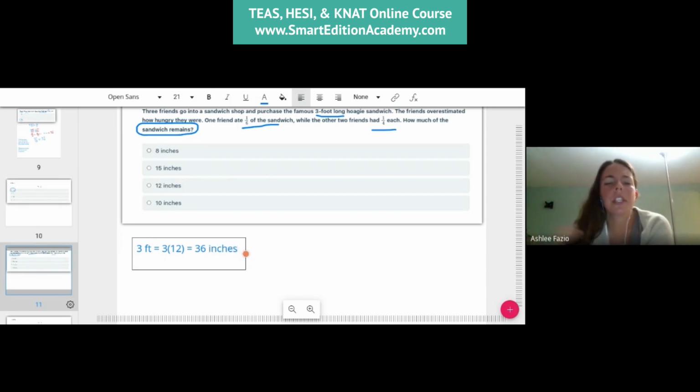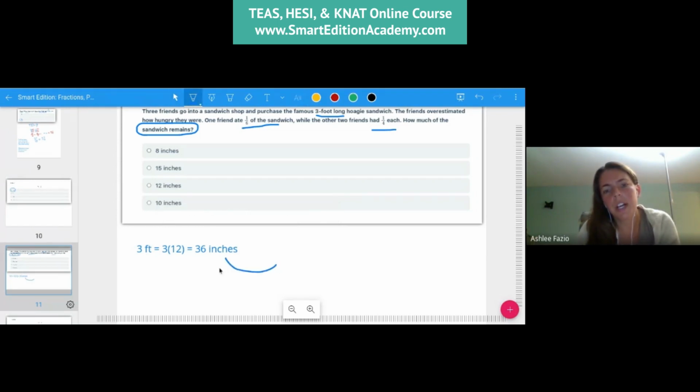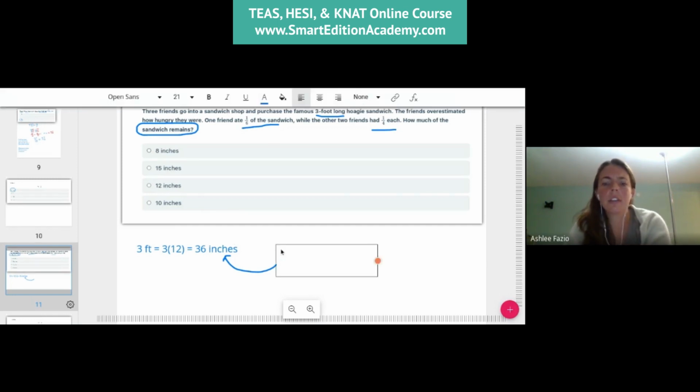So how much of the sandwich remains? Because I've already done this, I think probably the quickest way to go about this is to find the fractional part of the sandwich in inches that they already ate. That might be a little bit easier of a way to do this. So 1/6 of 36, okay? 1/6 of 36, that's what the first friend ate. I just have to do 36 divided by 6, and I'll find that they ate 6 inches. Okay, the 1/4 of 36, again, just what's 36 divided by 4, and we will get 9 inches.